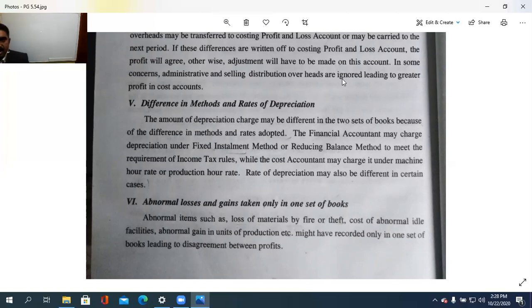There is no change. While reducing balance method means every year it is reduced. 10% 5000ന്റെ 10% ആണെങ്കിൽ അടുത്ത വർഷം എത്ര? 45,000ന്റെ 10%, 4500. ആ 45,000 മൈനസ് 4500 അതിന്റെ എത്രയാണോ അതിന്റെ 10% ആയിരിക്കും അടുത്ത വർഷം. അതാണ് reducing balance method. That is to be adopted by the financial accountants to meet the requirement of the income tax rules, while the cost accountant may charge it under the machine hour rate or production hour rate that we already see in the previous chapters, isn't it? So rate of depreciation may also be different in certain cases.